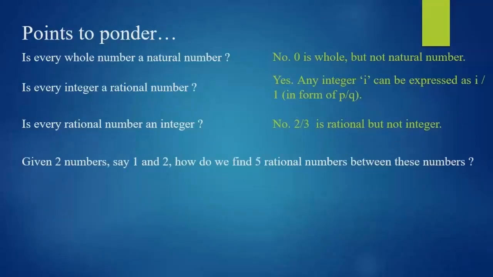So let's say we give you two numbers, let's say 1 and 2, and we want to find 5 rational numbers between these two numbers.